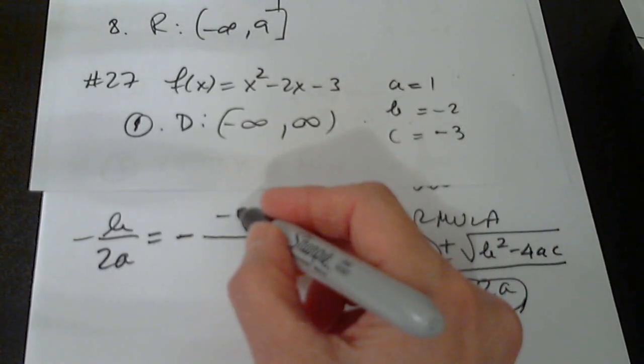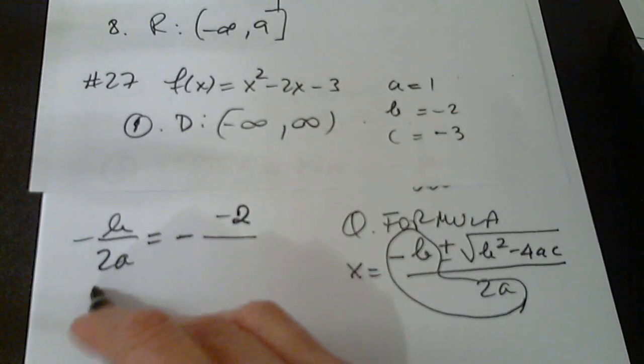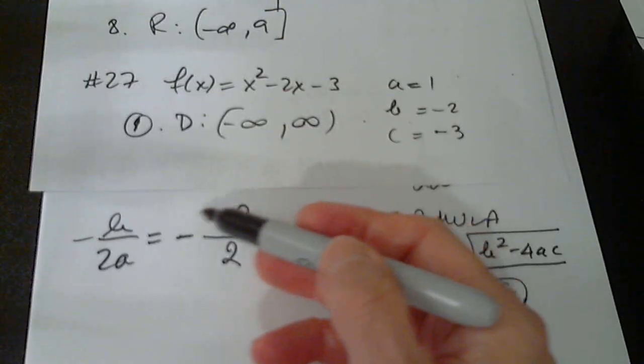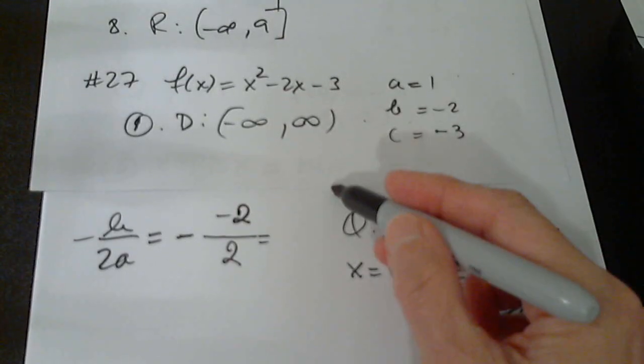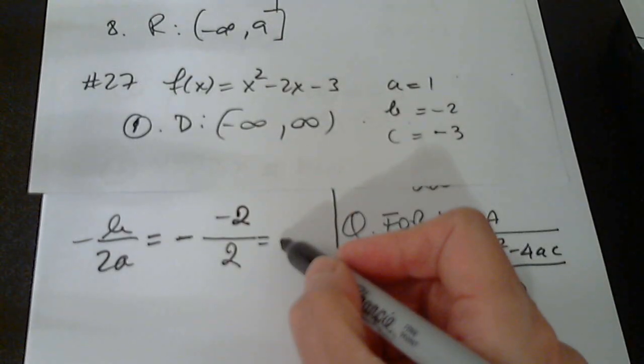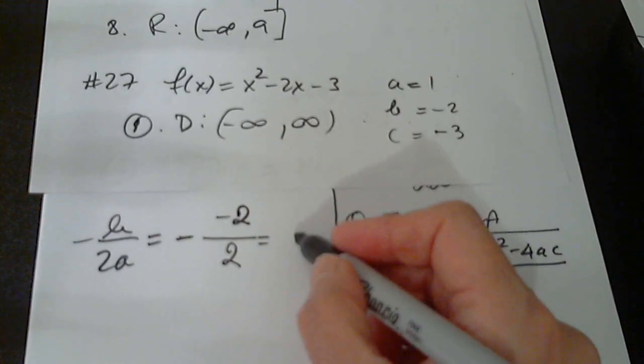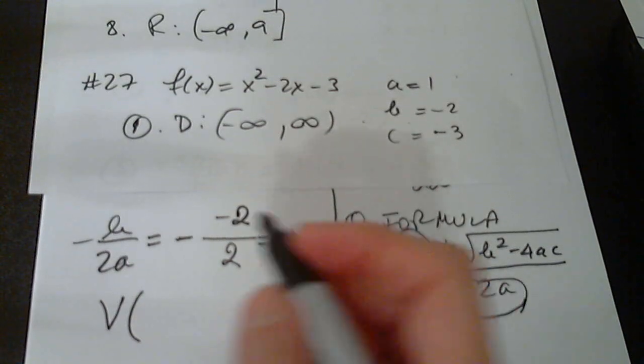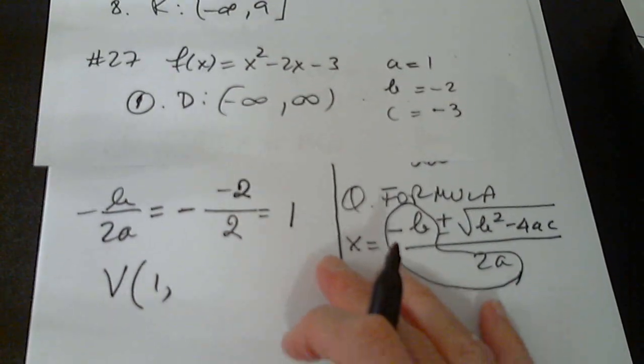So I have the negative from the formula, b, which is negative 2, over 2 times a, which is 2. There are only 2 negatives. So what is the answer here? What do we get here? 1. Good. So the vertex, or the minimum in this case, is 1 comma, but we have to find f of 1.